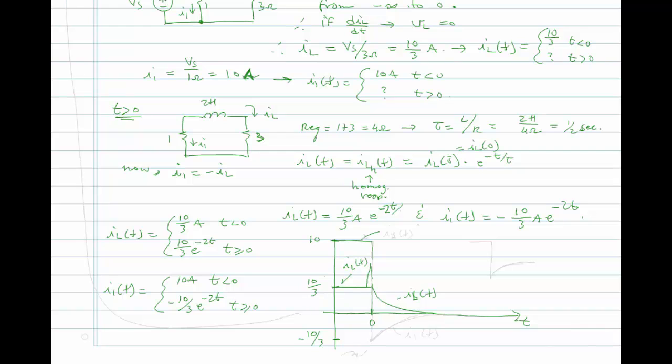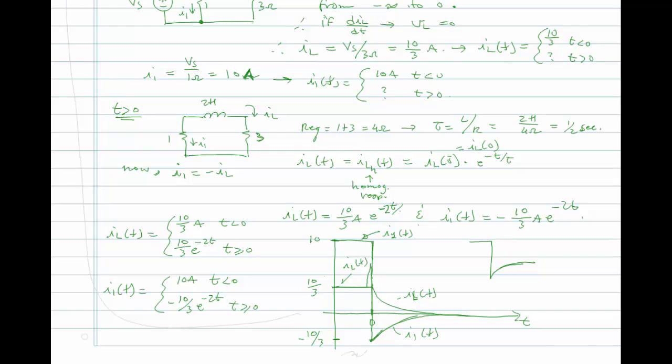I1 is up here. That's the one. I1 is 10 amps up until time 0, and then it actually switches and goes to minus 10/3, and then exponentially decays. Okay, so the I1 actually does this kind of thing. Right.